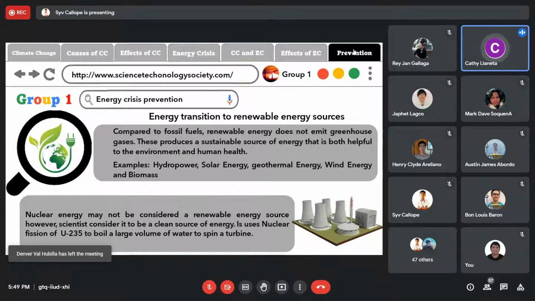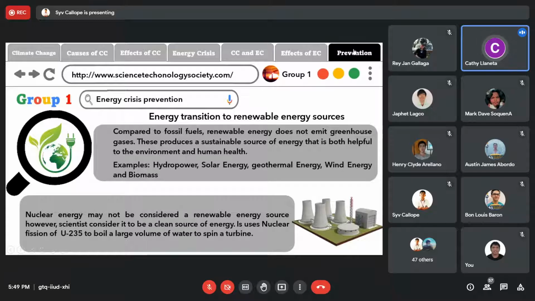Examples of hydroelectric power plants in the Philippines are the hydroelectric power plant in Marawi, Lanao del Sur, the Agua Grande hydroelectric power plant in Pagudpud, Ilocos Norte, and the Angat hydroelectric power plant in Norzagaray, Bulacan.